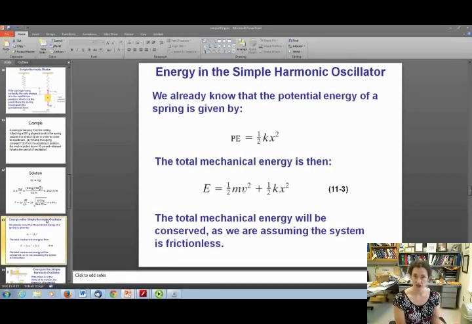Remember, the mechanical energy is the sum of the kinetic plus the potential energies. That's how we defined it. So for the mass spring system, E is going to equal 1/2 mv squared, that's the kinetic energy, plus 1/2 kx squared, and that's the potential energy. Remember, 1/2 mv squared, 1/2 the mass times the speed squared. Now, assuming there's no friction or drag or any kind of dissipative forces on the system, this energy will be constant throughout the motion. It will be conserved.